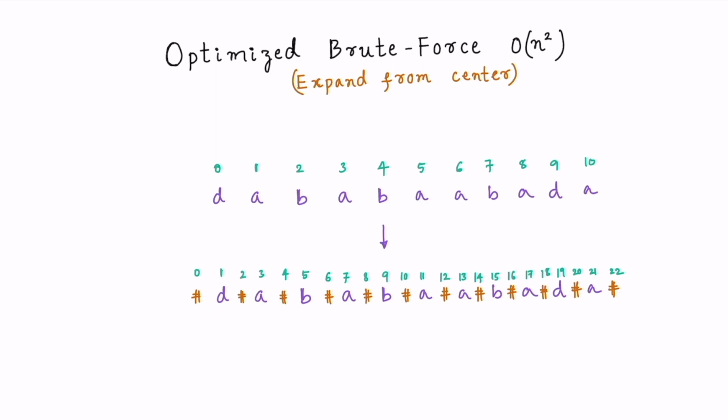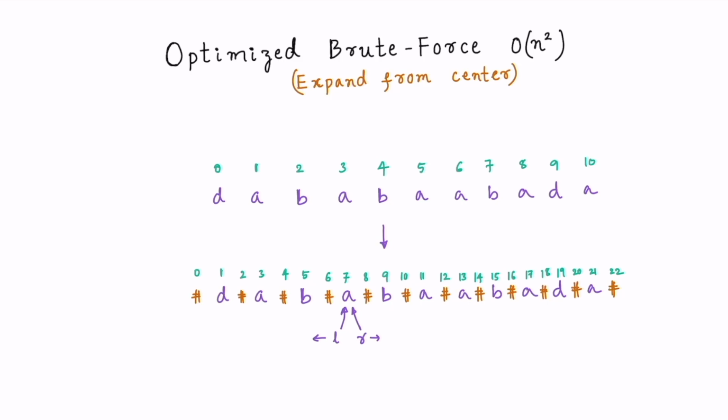So here is the same string, but now we have replaced all the gaps, such as here, with a special character, hash. Now we can start from any of these characters. For example, let's say we start from A over here. Both our left and right pointers point to this character, and we can keep expanding until the characters pointed to by these pointers are not equal.